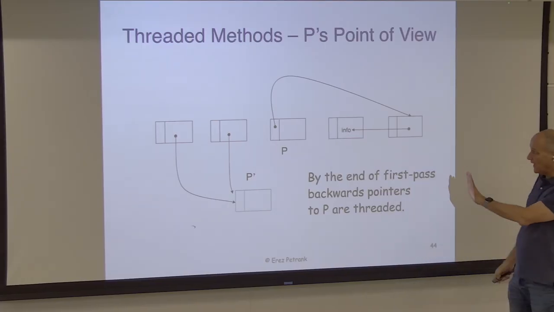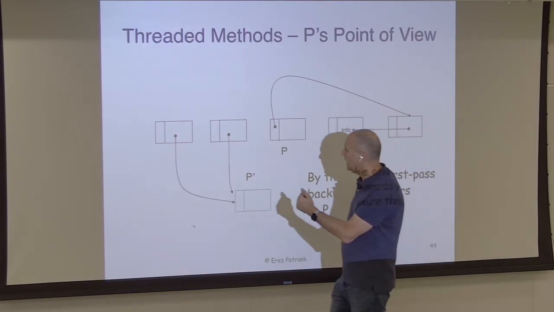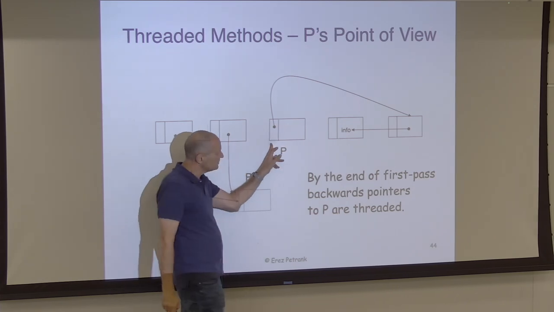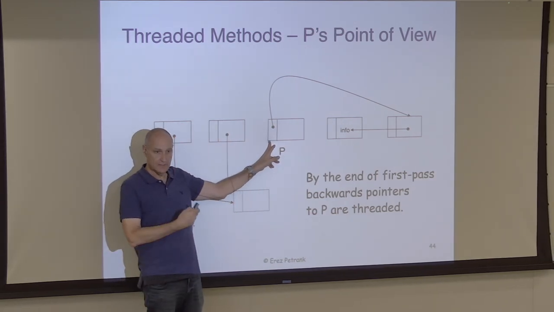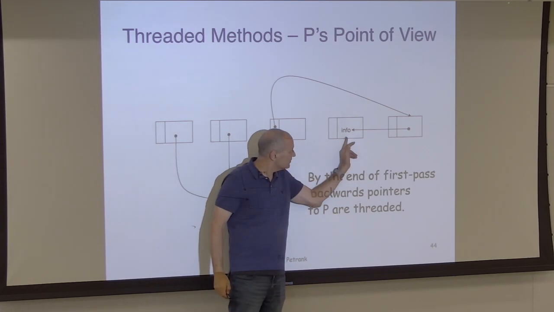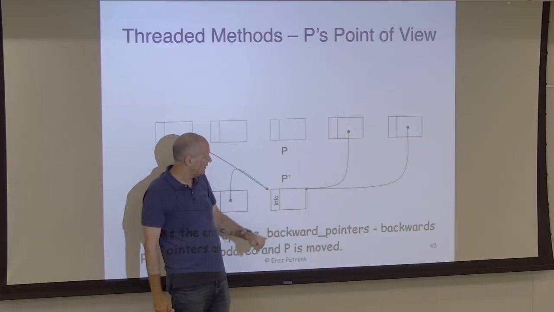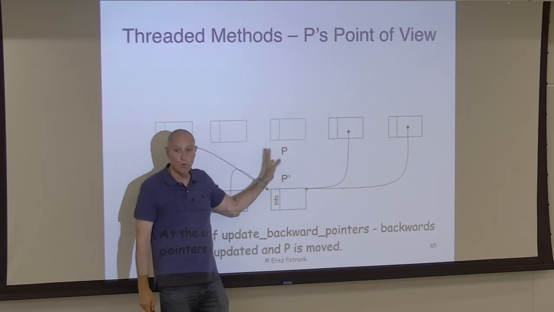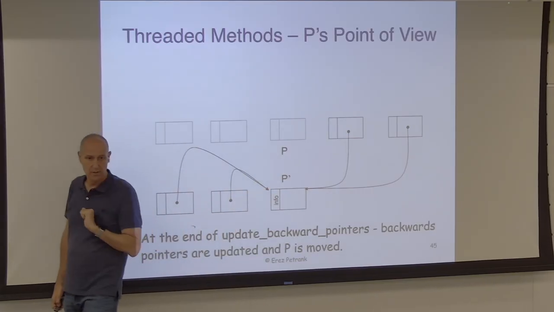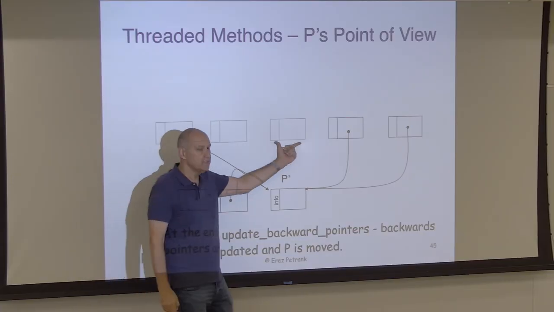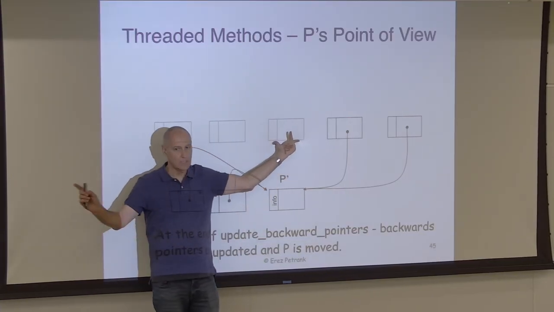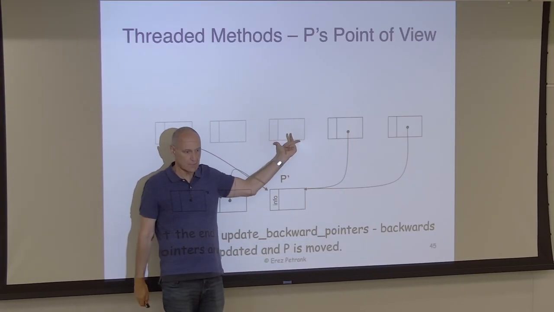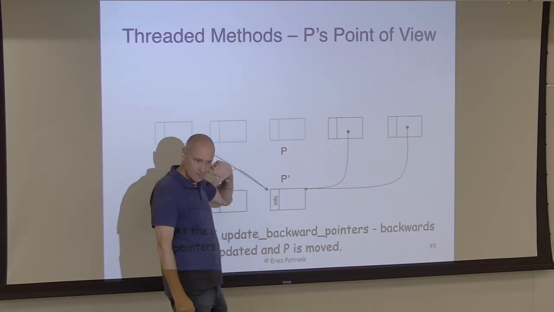So now I do the second pass, and when I reach P, I first handle these two pointers and make them point to the new location of P prime somewhere, and then I can move P to its location. And I will claim that when I move it, it will not be involved in any threaded list, so it's okay to move it.